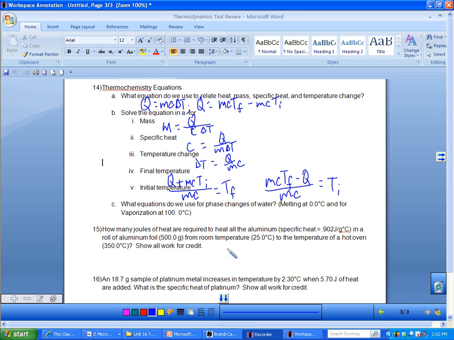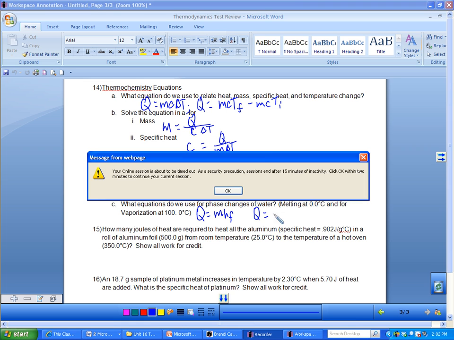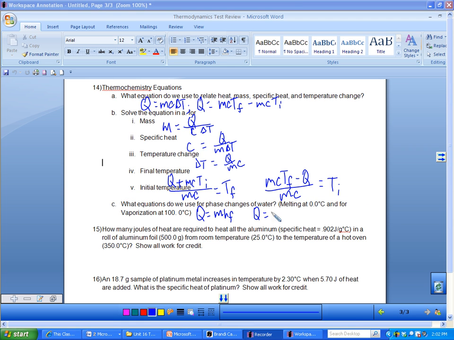What equations do we use for phase changes of water? Melts at 0 and vaporizes at 100. So if I want the heat needed to melt a chunk of ice, it's MHF. If I wanted to know the heat needed to boil water, I would say that it's MHB. HF is the heat of fusion.